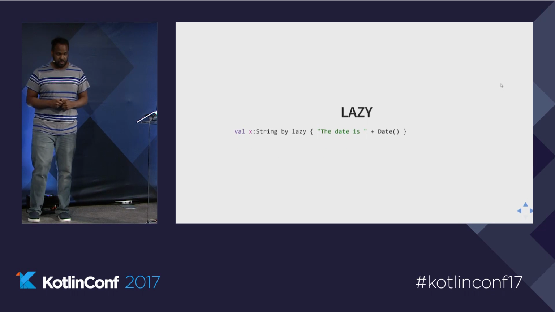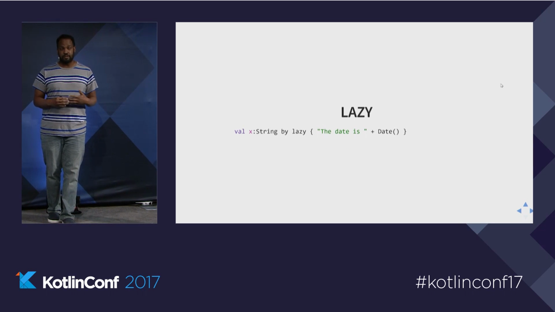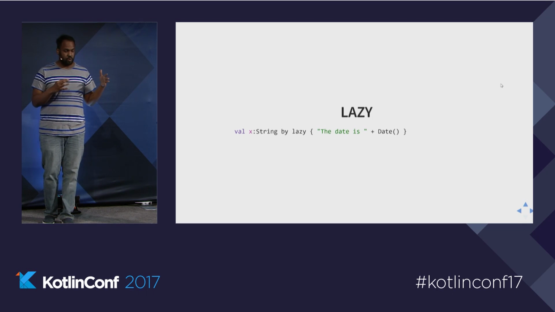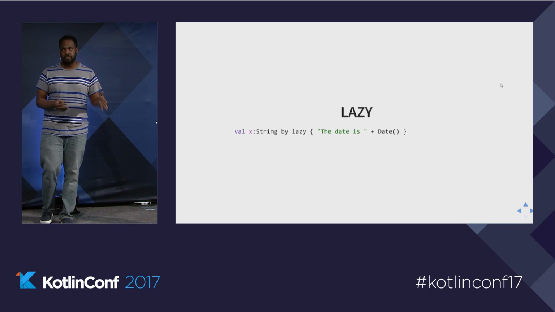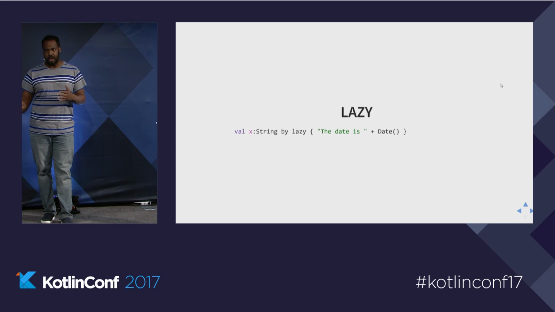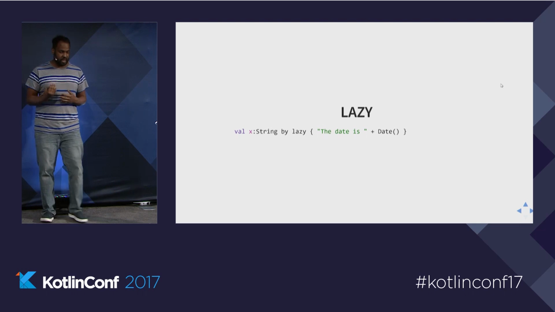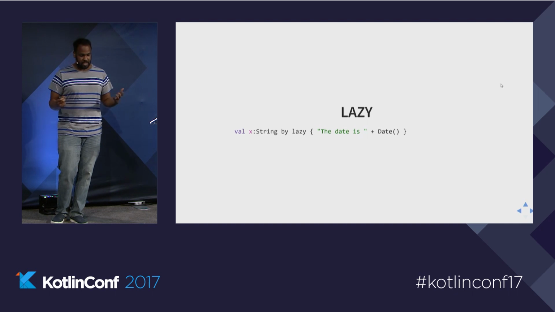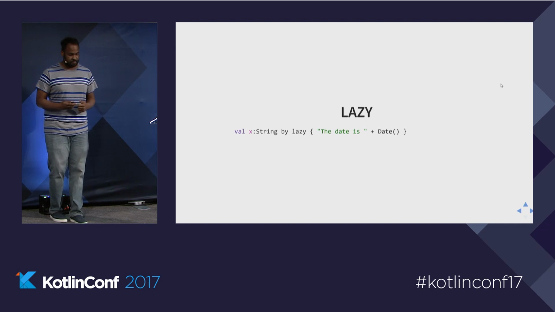Another thing that you can do, still in the place of delegation, is doing lazy delegation, where with the by lazy keywords, you delay the actual instantiation of that object until the first time it's run. This has been something that I haven't really found a good use for in my Android code specifically for just regular day-to-day apps, but I'm sure I'll find something for that.